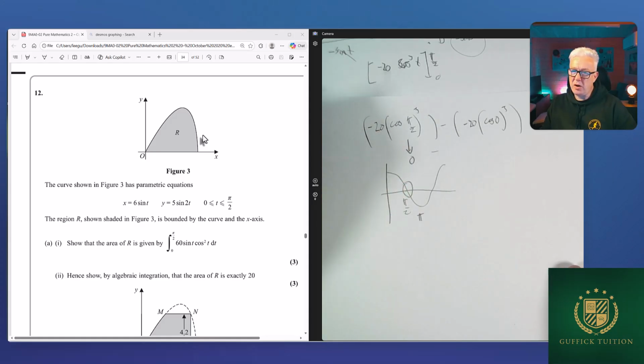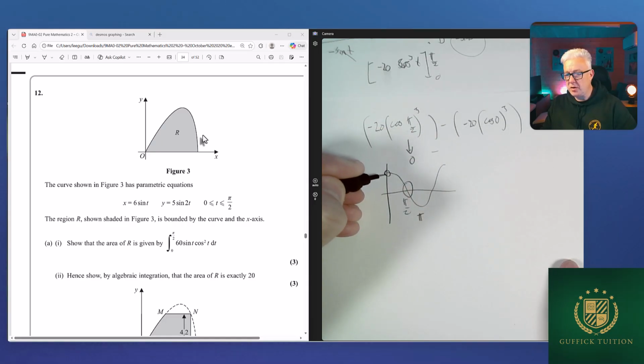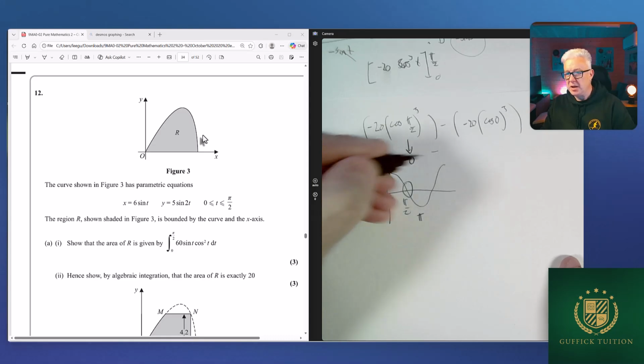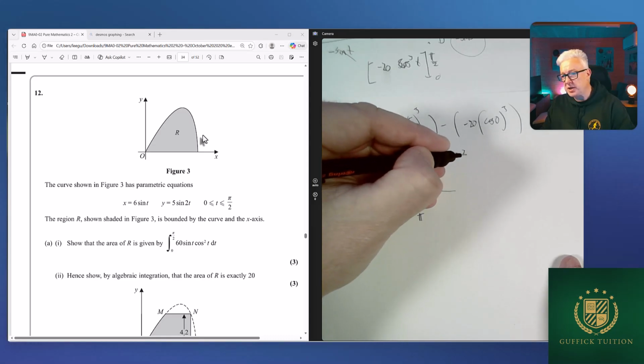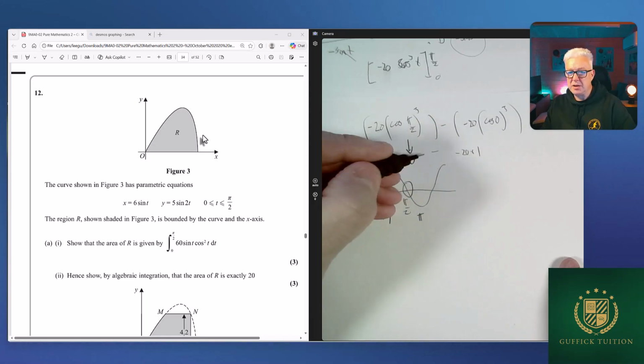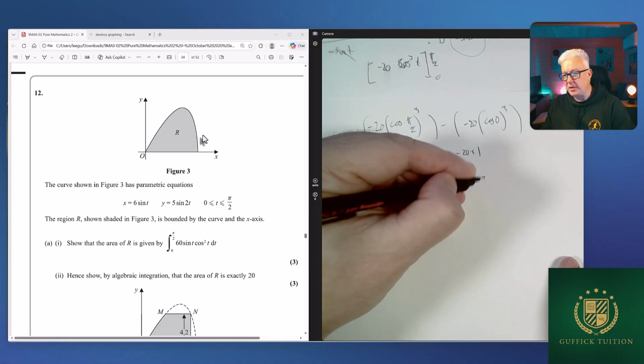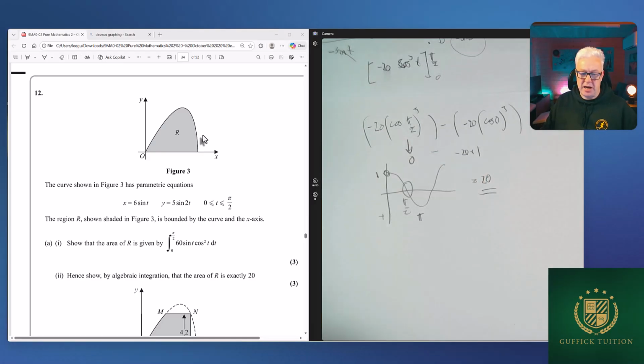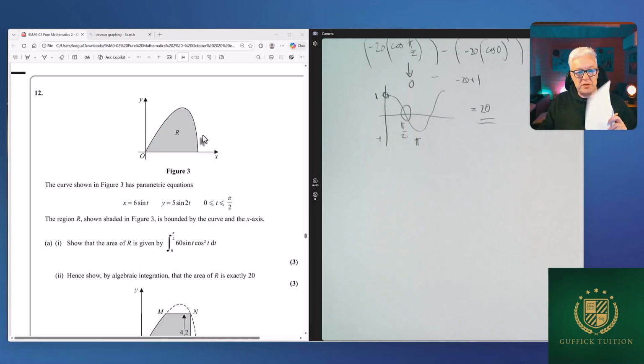And then what about when x is 0? We can see that cos is 1 there. So it's going to be minus 20 times 1. The two minuses come together to make a plus, and that gives us 20 as required. So that's nice. We're 6 marks in.